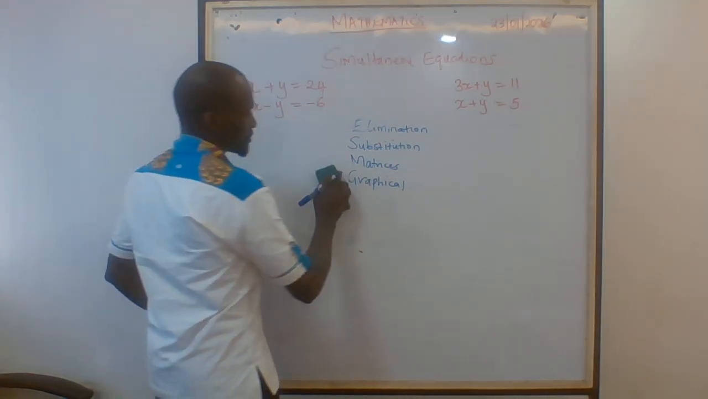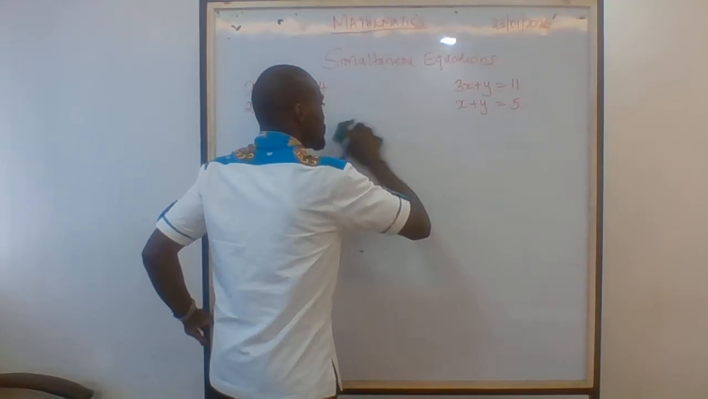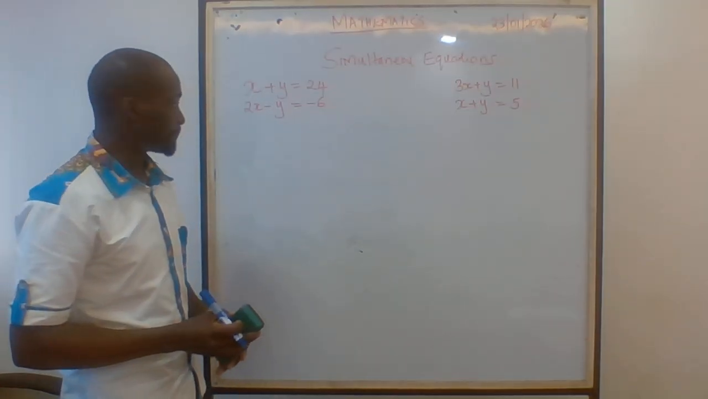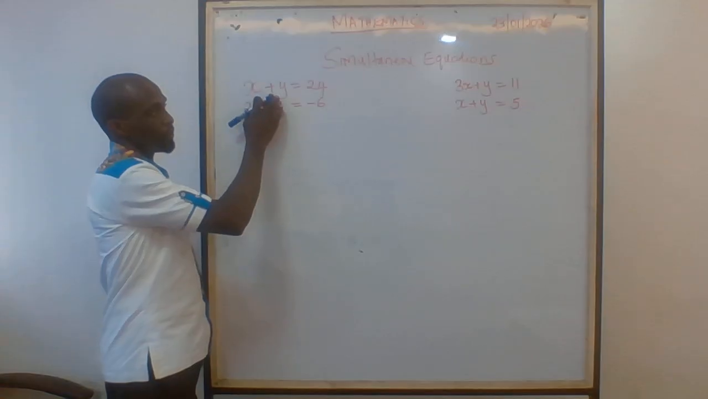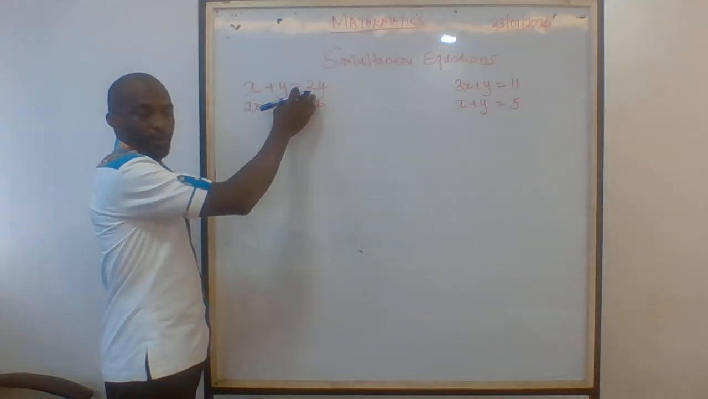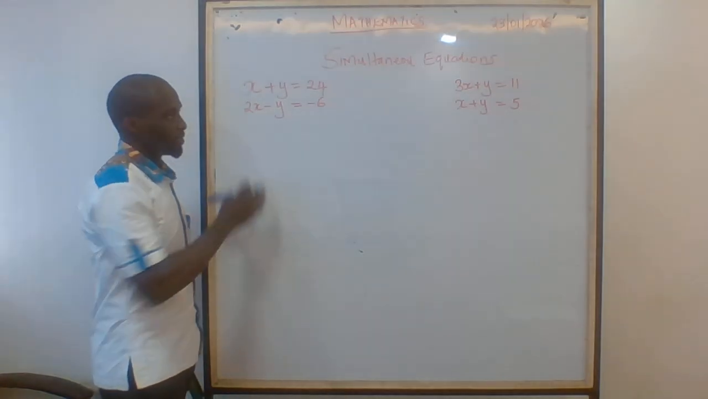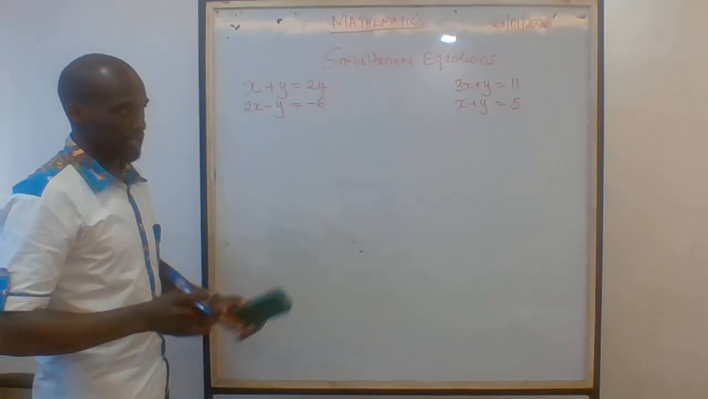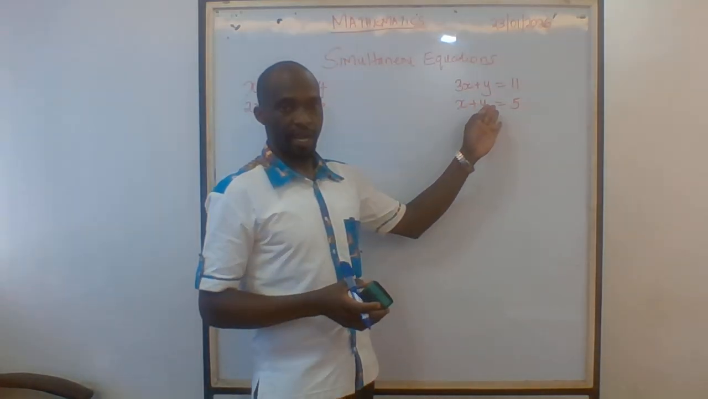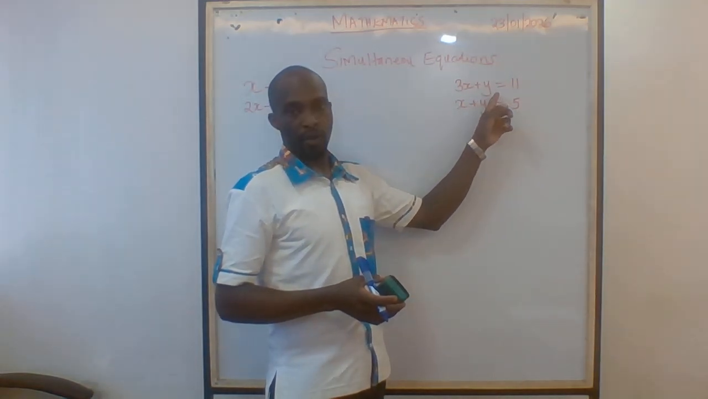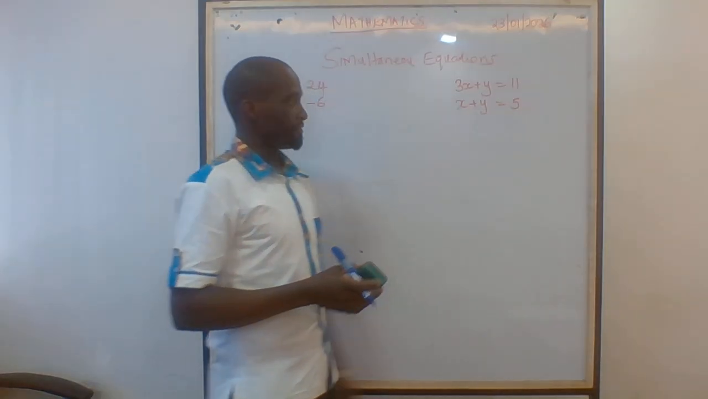So now let's try to solve this using the elimination method. In other words, we're going to eliminate one variable and we'll be left with the other variable. Our examples here: we have the first equation, x plus y is equal to 24, then 2x minus y is equal to negative 6. So we try to eliminate one and then solve for the values of x and y. The other equation that we shall be looking at is 3x plus y is equal to 11 and x plus y is equal to 5.